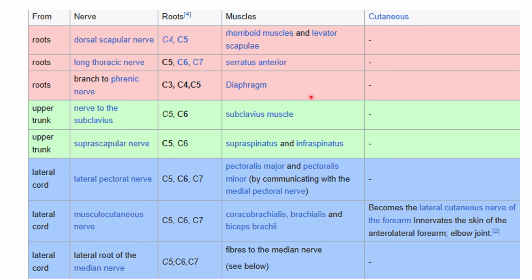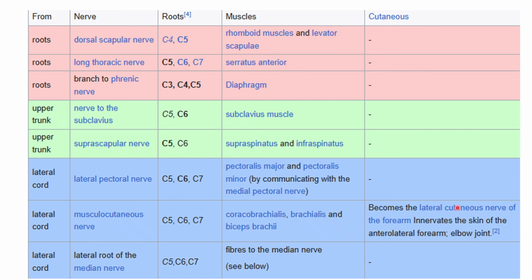We just saw the long thoracic nerve. And the branch to phrenic nerve, which goes to diaphragm, C3, C4, C5. Nerve to subclavius, C5, C6, subclavius muscle. Suprascapular nerve, C5, C6, supraspinatus and infraspinatus. Lateral pectoral nerve, C5, C6, C7, which is pectoralis major, pectoralis minor, right? Musculocutaneous nerve, coracobrachialis, brachialis and biceps brachii, C5, C6, C7. Lateral root of the median nerve, C5, C6, C7 fibers to the median nerve, alright?